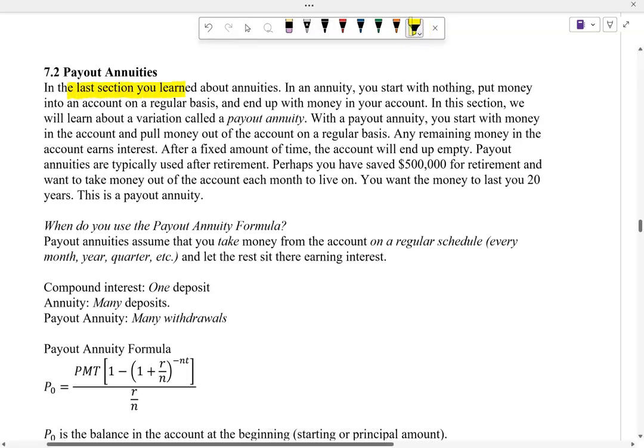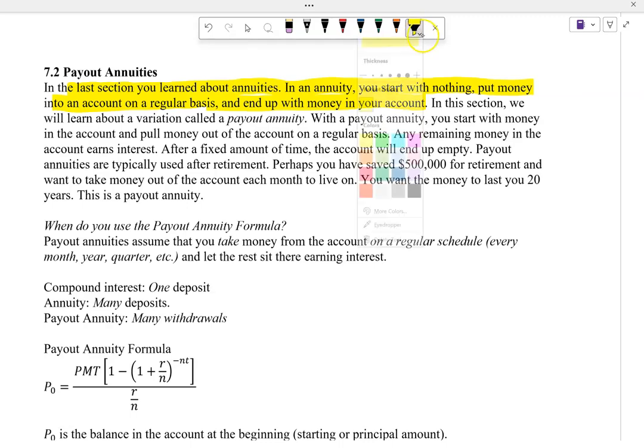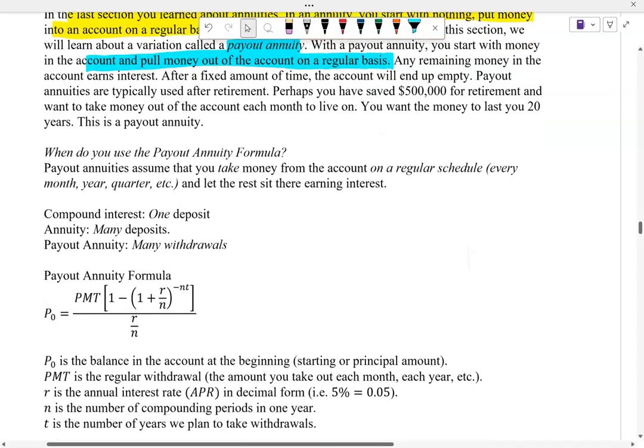So last time we were putting money in on a regular basis, typically month to month, but it could be quarterly. And you end up with a bunch of money at the end, all right? This section is a little bit different. It's called a payout annuity. So you start with a bunch of money in the account and you pull money out on a regular basis. So this is kind of like, I've saved up $1 million for my retirement. How much can I pull out every month until it's all gone? If I'm going to live for 20 years or whatever, right? That's a payout annuity. So pulling money out.